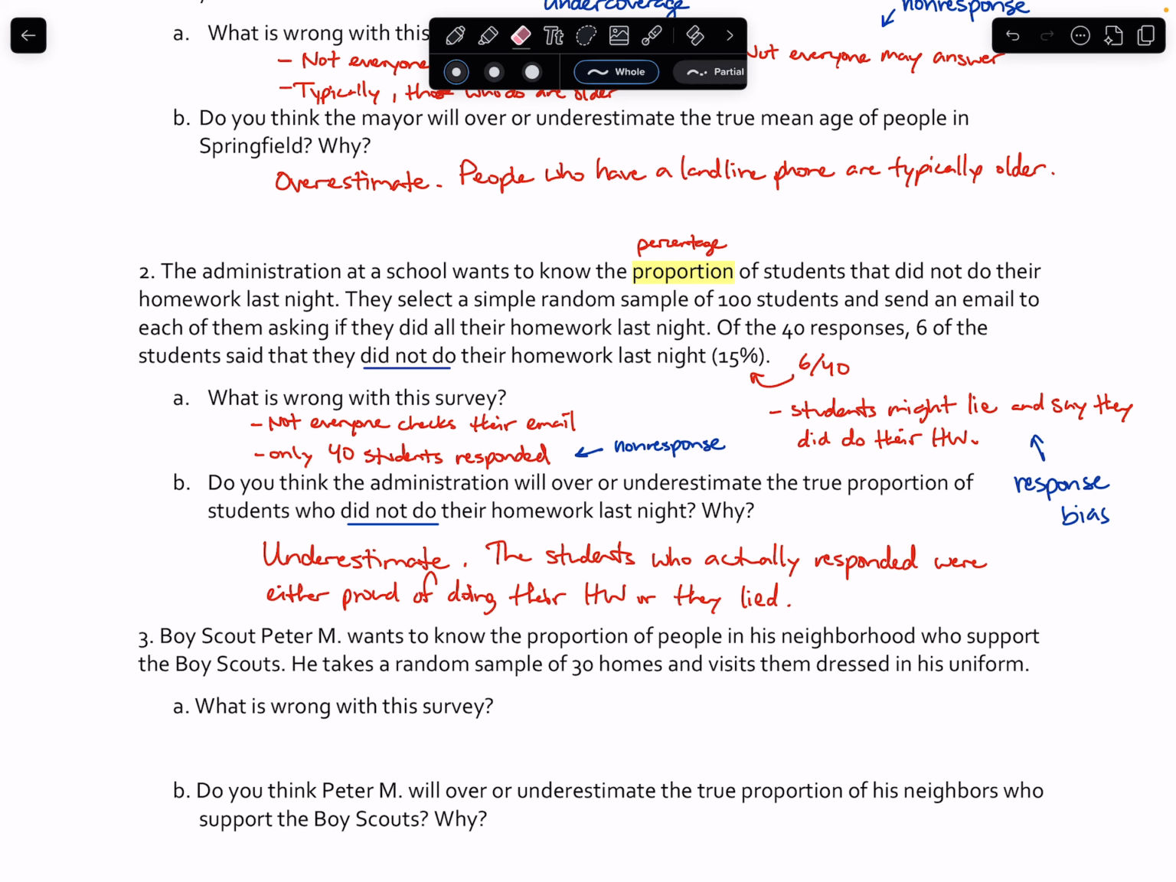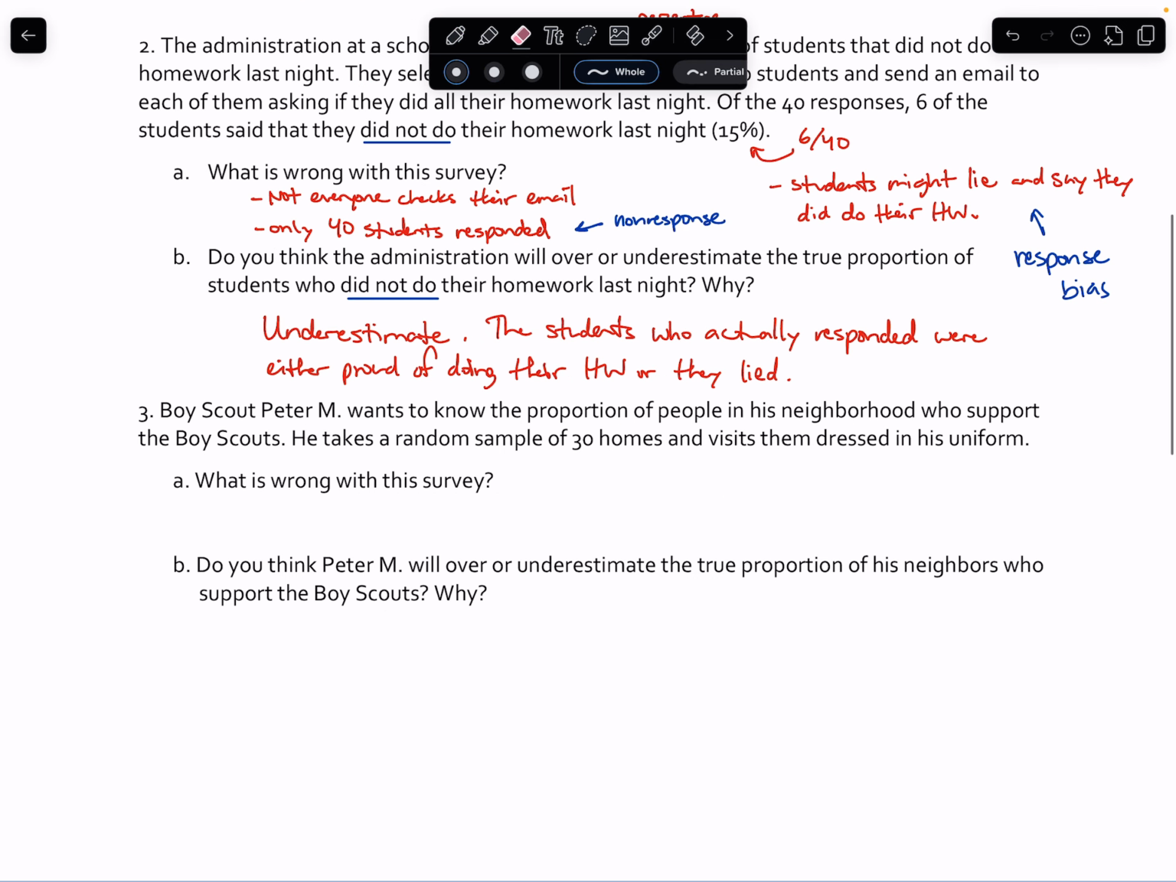Okay. And so question 3, scenario 3 says, Boy Scout Peter M. wants to know the proportion of people. So again, there's that word proportion. Proportion, think percentage, the percentage of people in his neighborhood who support the Boy Scouts. He takes a random sample of 30 homes and visits them dressed in his uniform.